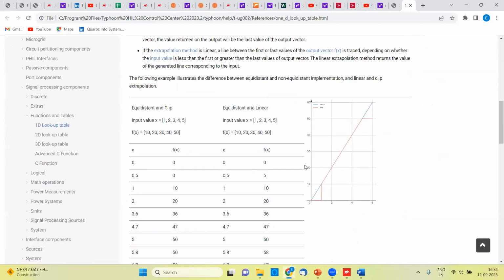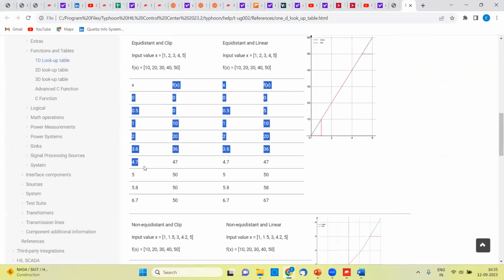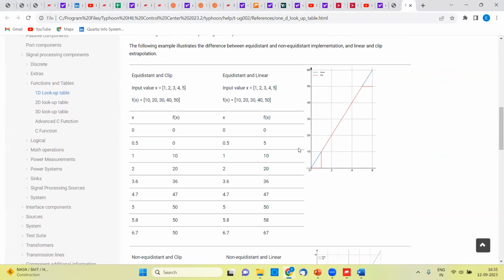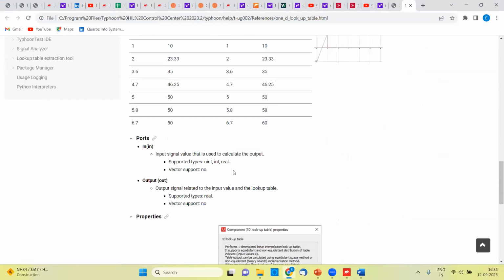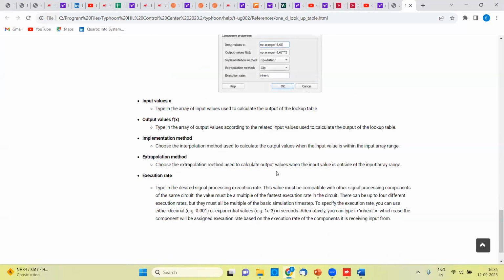So if you see, we have the description that we have some X values and some f(x) or Y values. And according to that, this lookup table will generate the output, which will be in the form of this graph also, for which we can provide multiple points of X and Y. That is the only use.